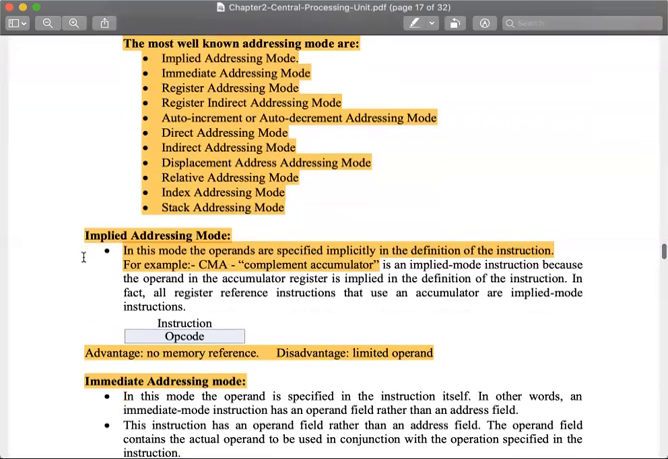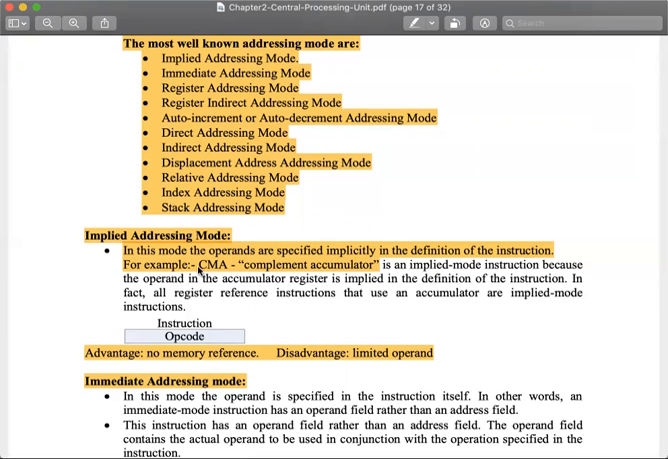So the first one here is the implied addressing mode. Implied addressing mode means in this mode operands are specified implicitly in the definition of an instruction. In implied addressing mode, only the instruction is given, no address is given, but somehow I get the idea from it that an address is being indicated. So this is a kind of addressing mode where no address will be specified, but when you get the instruction you will automatically understand, oh, they are actually giving me an address.